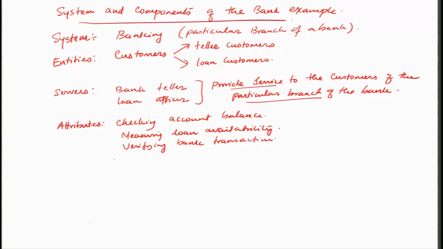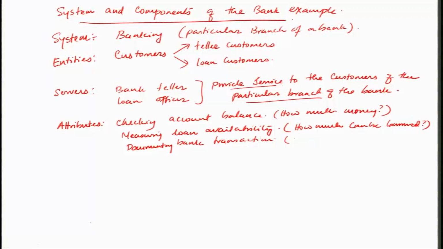Okay. So, in this case instead of verifying you can say documenting. Here, checking account balance is how much money is there in the bank. Measuring loan availability means how much can be borrowed. Documenting bank transaction is whether money reached. So, those kinds of things are the attributes of a particular individual.